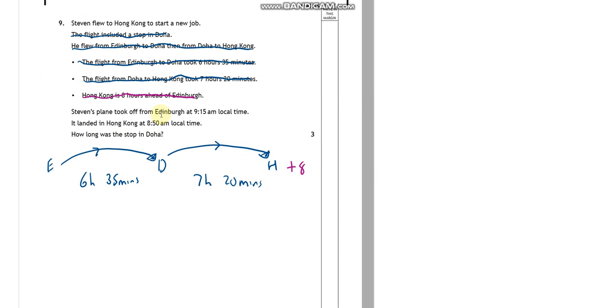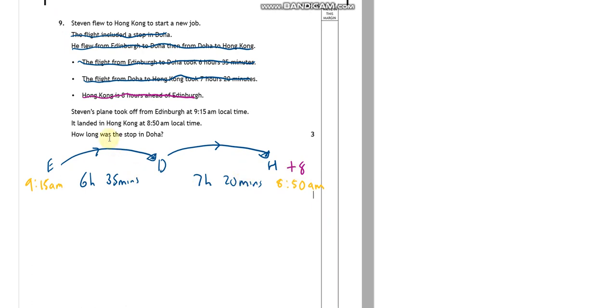Steve's plane took off from Edinburgh at 9:15. Okay, so he's leaving here, the different colour. Leaving here at 9:15, and that is AM. He landed in Hong Kong at 8:50 AM. This is all local times, okay, all local times. So that's the Hong Kong time zone. How long was his stop in Doha?